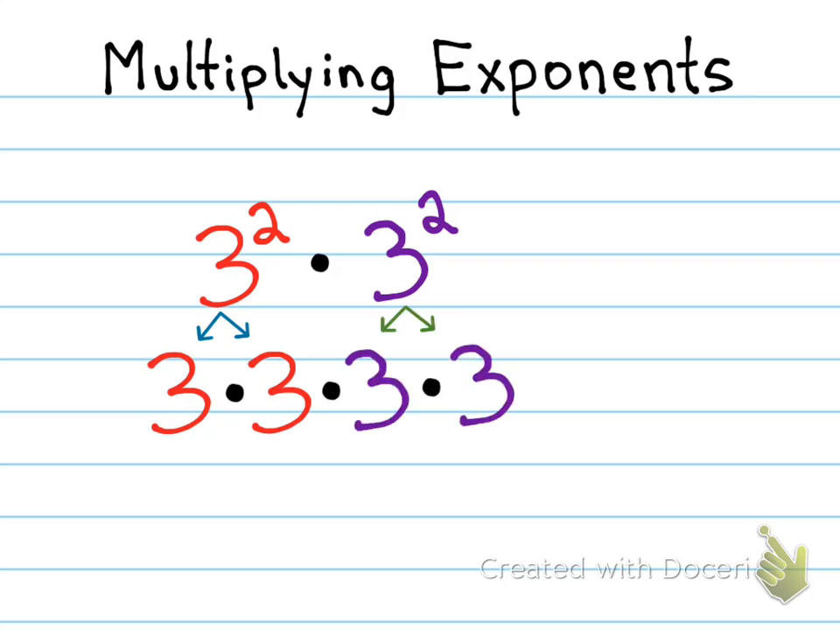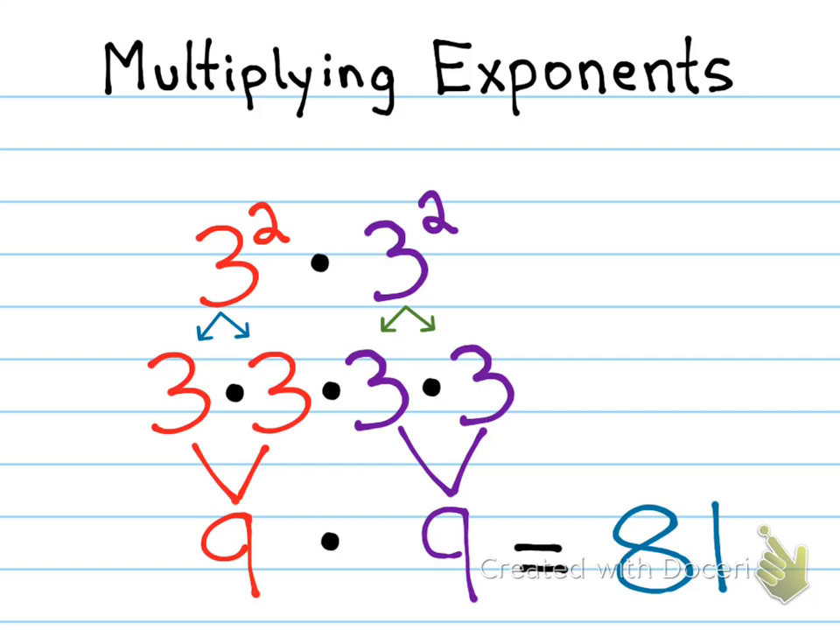Well, I'm going to break this up into something a little bit simpler. 3 times 3 is 9, times, and then the purple, 3 times 3 is 9. So now I have 9 times 9, which is 81. So that's the long way about it. But I think this is really important to understand, because if you forget your rule, you can always break down what this actually means and create the rule for yourself.